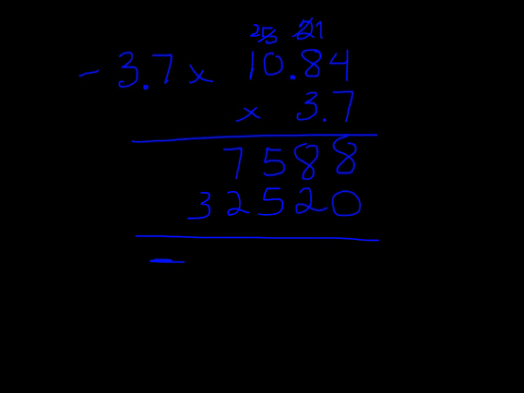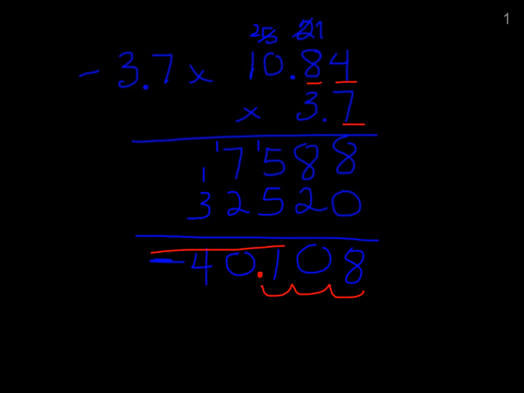Adding that up, I get 8. 8 plus 2 is 10. 5 plus 5 is 10, plus 1 is 11. Then 7 plus 2 is 9, plus 1 is 10. Carry the 1, 3 plus 1 is 4. And so I get that, and now I need to count how many numbers are after a decimal. There are 1, 2, 3. So I'm going to go over 3. And that is your answer. And remember that it was negative because we determined that at the beginning, because that one's negative and that one's positive.